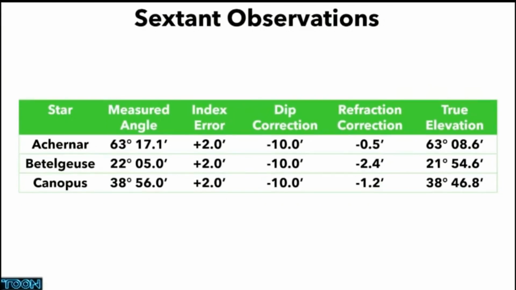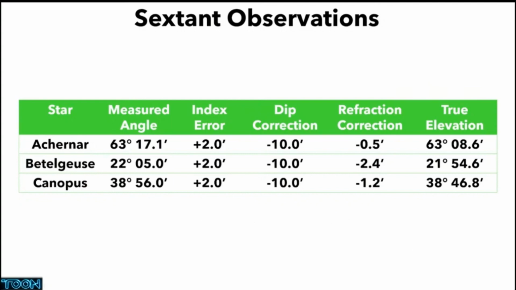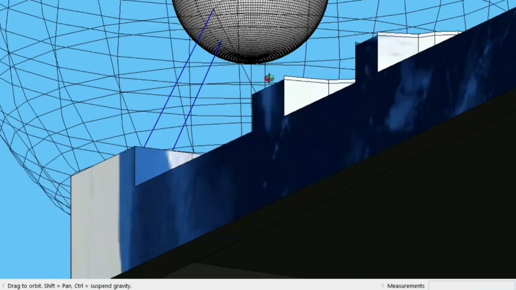All we need to do is add them to the measured angles to get our true elevation or true altitude. So for the star Argonaut, you did like 10 arc minutes correction. That's like 0.17 degrees. Let's see how that looks in a 3D model. All the measurements on the star Argonaut.